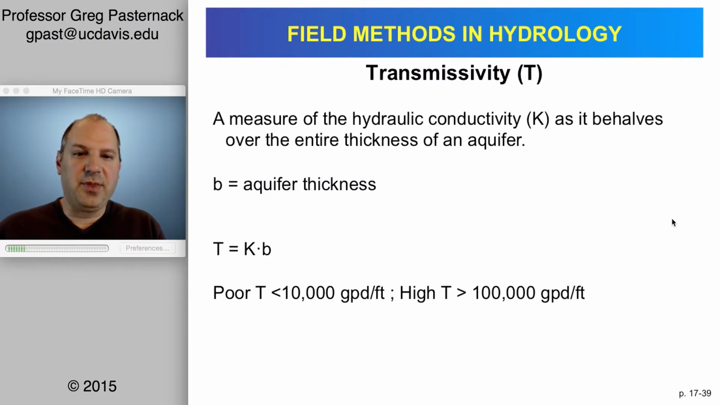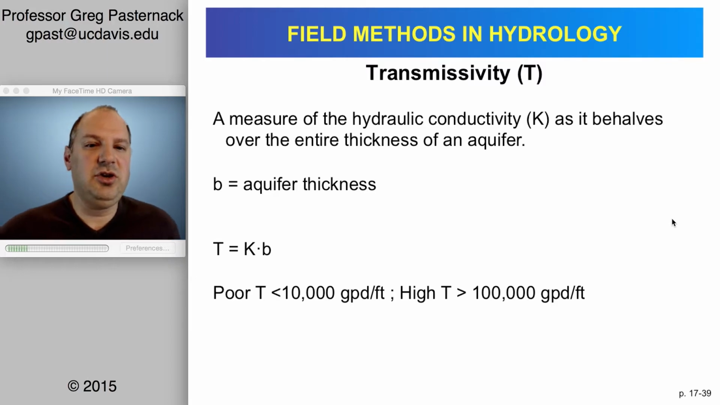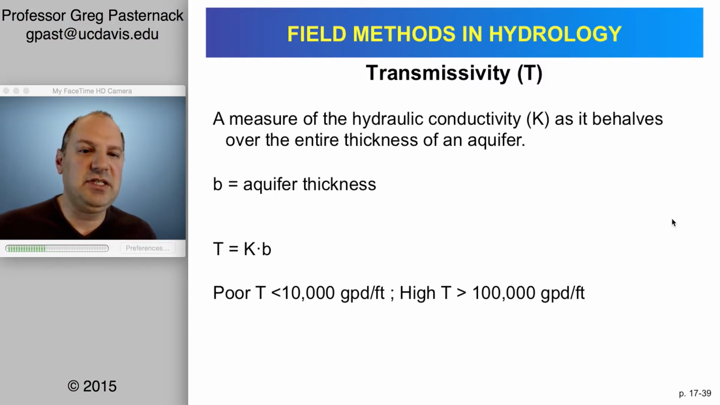Okay, so now we want to scale up to the idea of the transmissivity. So how fast does the water actually flow through the whole depth of the aquifer? This is basically, we take the hydraulic conductivity at a point and integrate it through the aquifer thickness. So the transmissivity equals hydraulic conductivity times thickness. And here's just some reference values for what those look like. Gallons per day per unit foot.